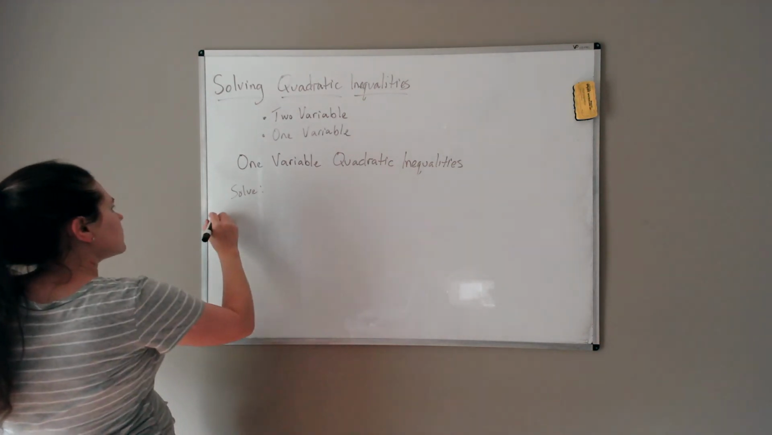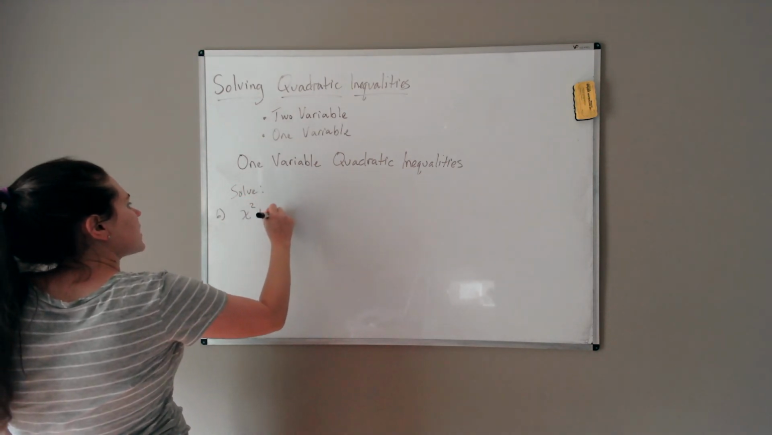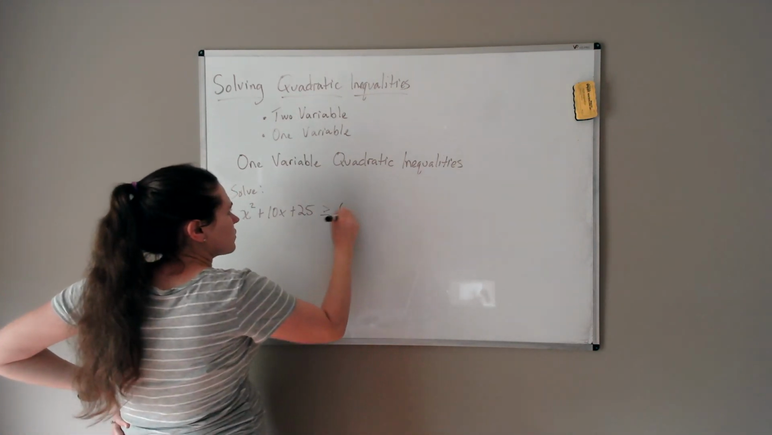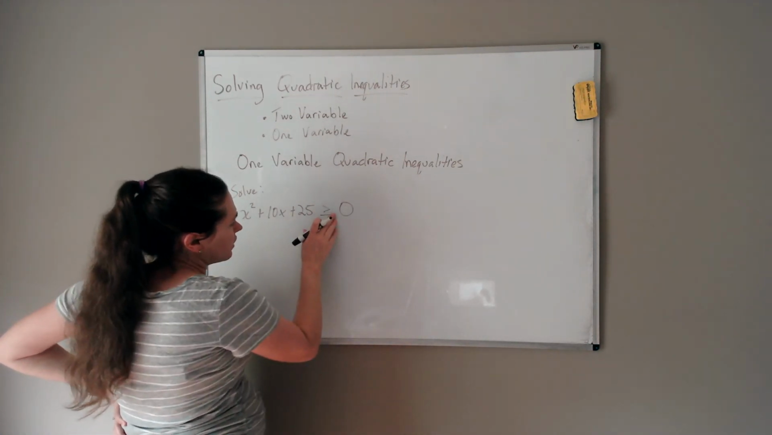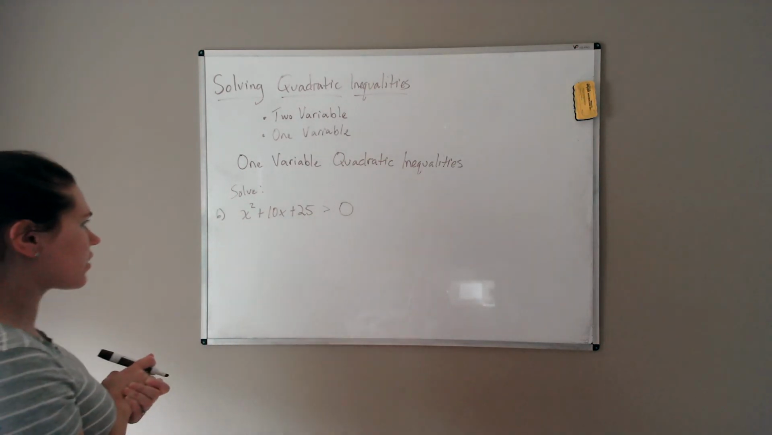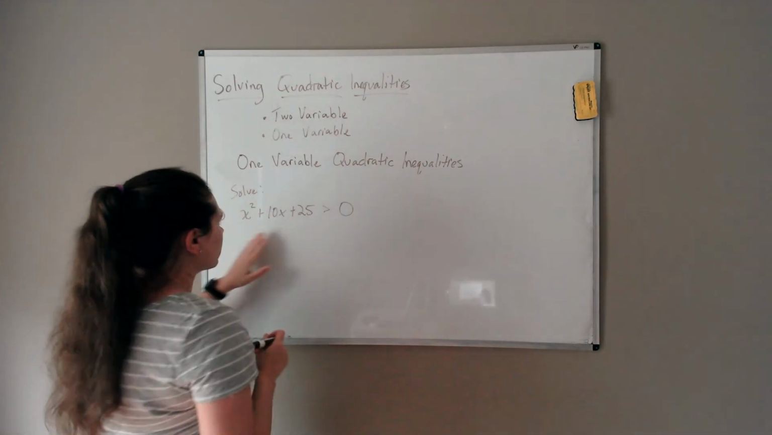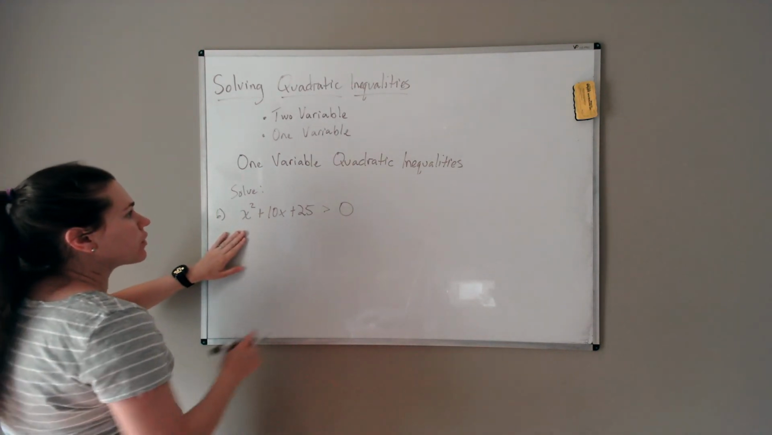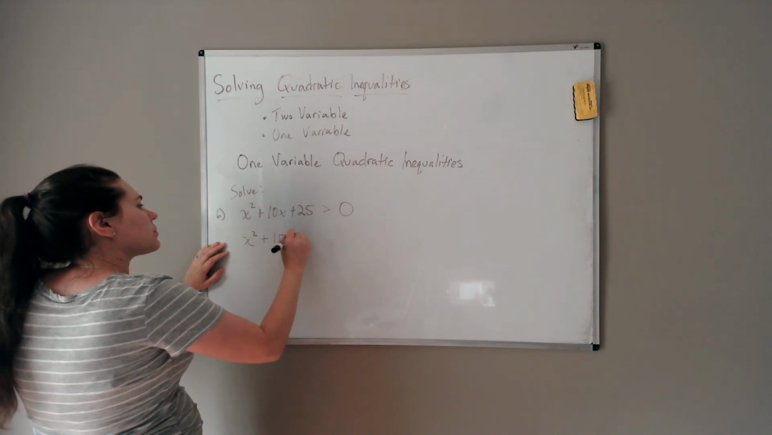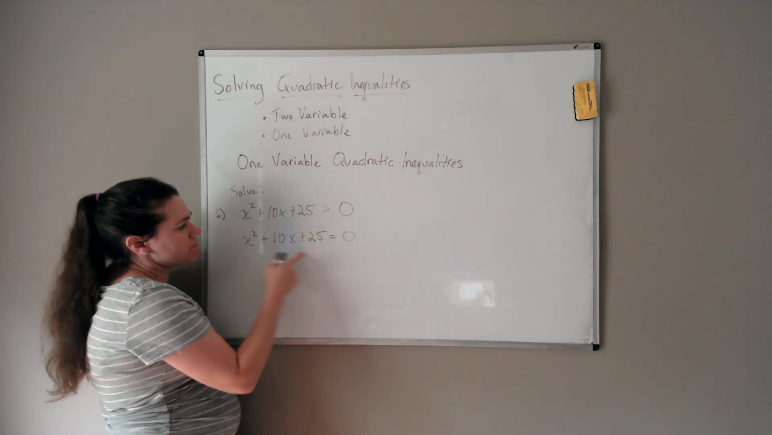All right, that was 5, it's number 6. Let's do x squared plus 10x plus 25 is greater than or equal to 0. Actually, let's do is greater than 0. Not greater than or equal to, sorry. Okay, so we see it's a one variable quadratic inequality. 0 is on the other side, that's good. That means we want to know when is x squared plus 10x plus 25 going to equal 0.